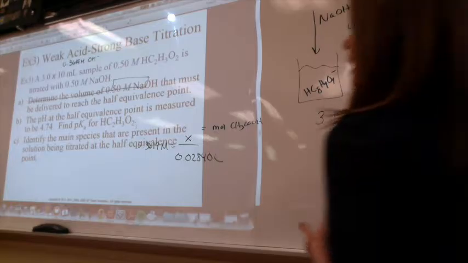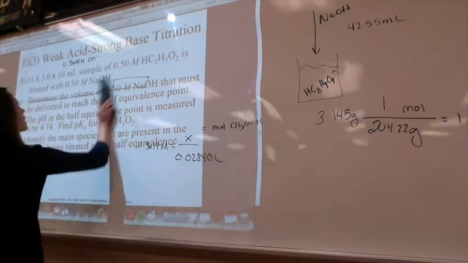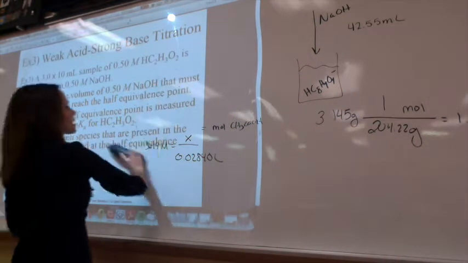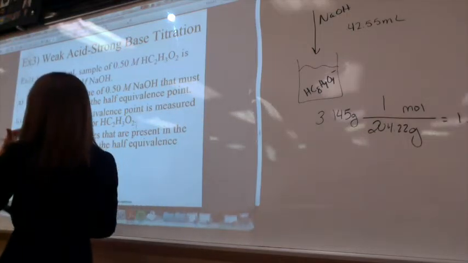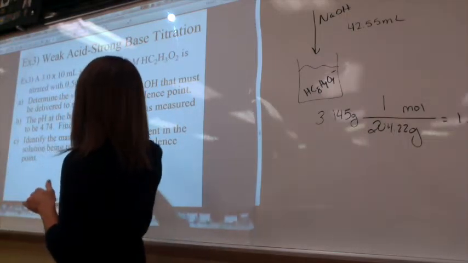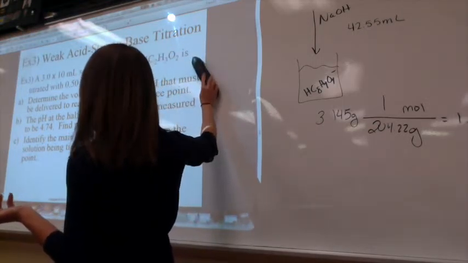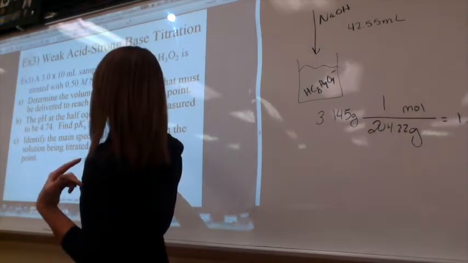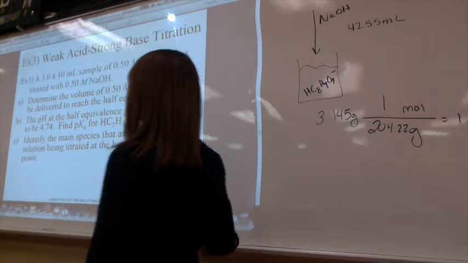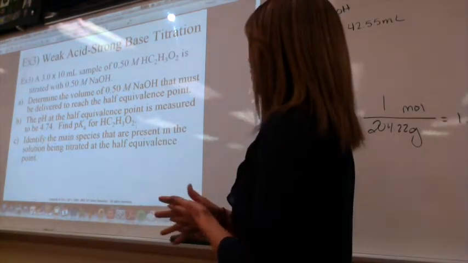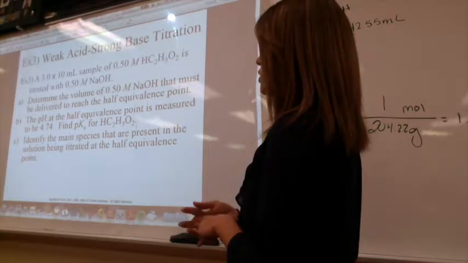So now we're going to look at taking a weak acid and titrating it with a strong base, and we're going to do all the parts. So it says we have, again, exactly 30 mL of this weak acid titrated with a strong base. So first question, let's just go through them all. Determine the volume of 0.5 molar sodium hydroxide that must be delivered to reach the half equivalence point.